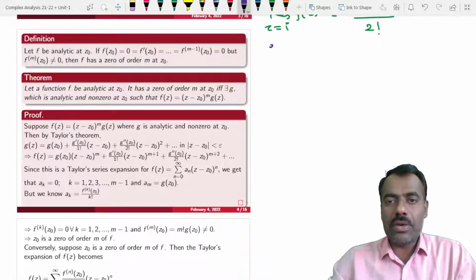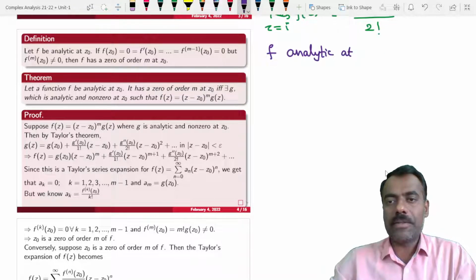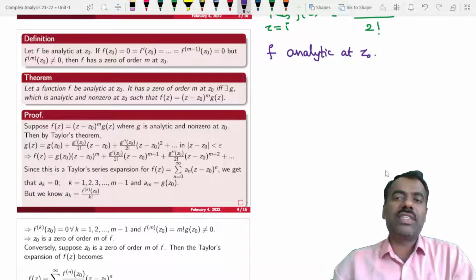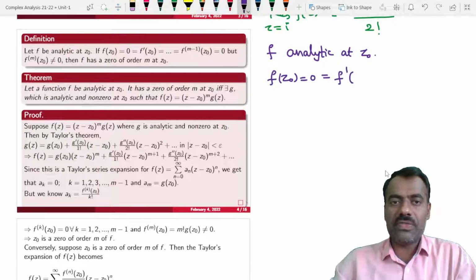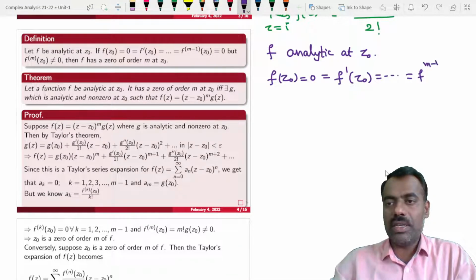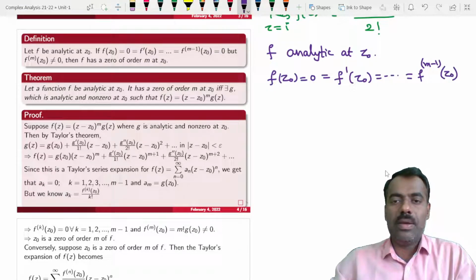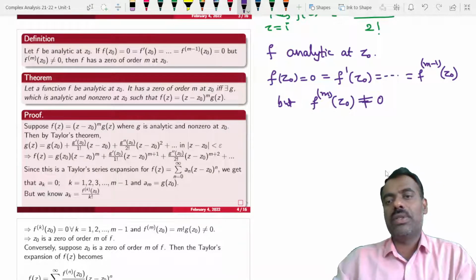So suppose now that f is an analytic function at z naught. Suppose that f of z naught is equal to 0, which is the same as f dash of z naught, up to the (m minus 1)th derivative evaluated at z naught, they are all equal to 0. But the mth derivative when evaluated at z naught is non-zero.